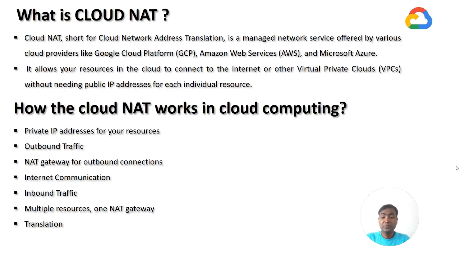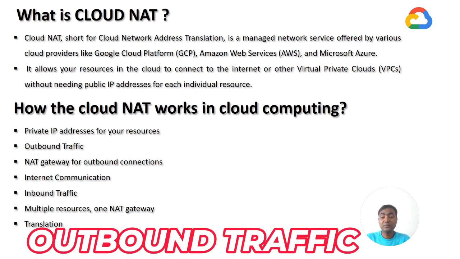Now guys, I'll guide you how Cloud NAT works in cloud computing, starting with private IP addresses for your resources. It means guys, instead of assigning public IP addresses to your instances in the cloud, Cloud NAT lets them use private IP addresses within your VPC. This improves security and reduces cost associated with managing public IPs. Private network: Cloud NAT is often used in conjunction with a private network where instances communicate with each other using private IP addresses.